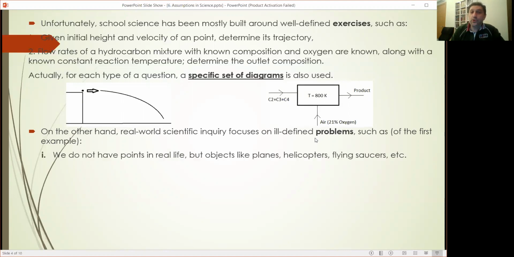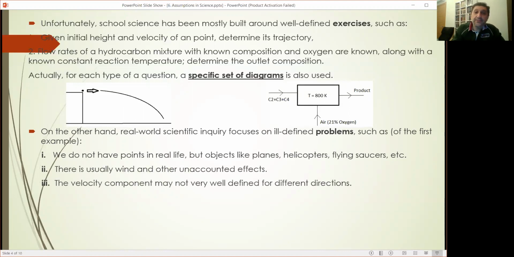Like, for instance, we don't have real points in real life. We have objects like planes or helicopters, things like that. And usually there is wind and other effects to account for. And for the velocity component, here the velocity acts in only one direction, but in real life that may not be that well defined. I'm not talking about the details of the second example, the chemical engineering example. I guess you can talk about all those nuances or uncertainties related to real life.